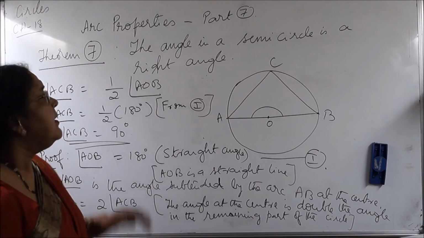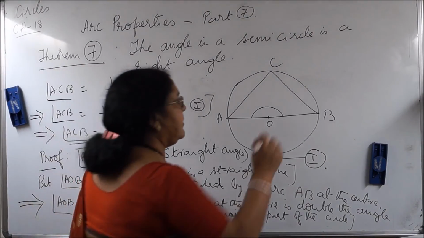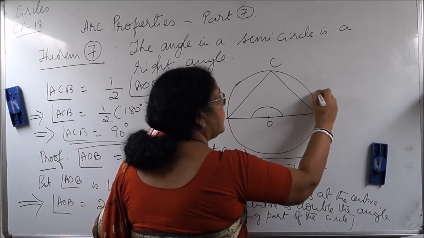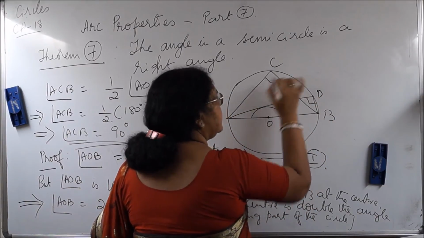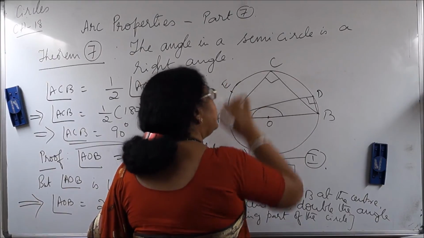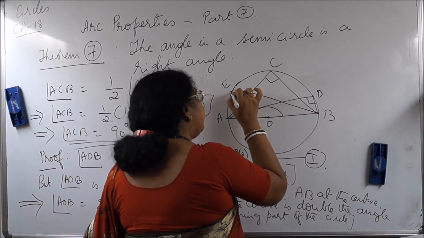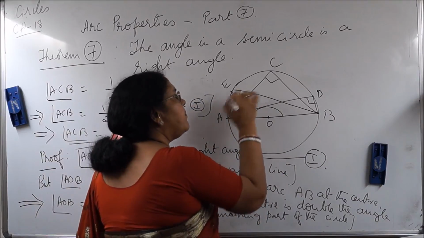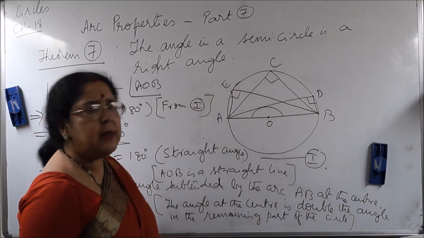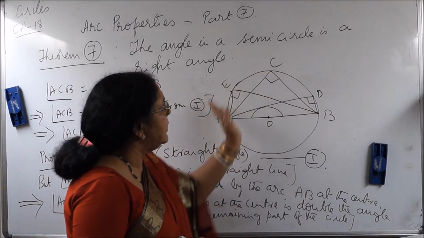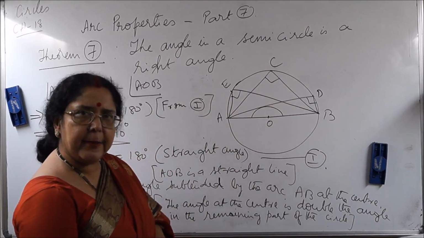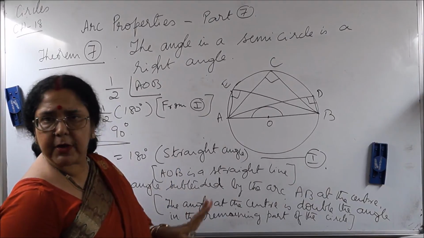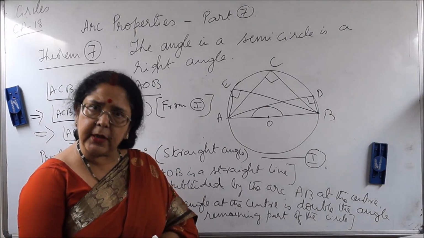We have verified it. Now this point C can be anywhere. It can be here also. Suppose there is a point D. Even this will be 90 degrees. If a point E is here, this also will be 90 degrees. So any point on the circumference of the circle, if you take any angle in the semicircle, will be 90 degrees, that is, a right angle. It is very often used and very important. I hope it is clear to you children.